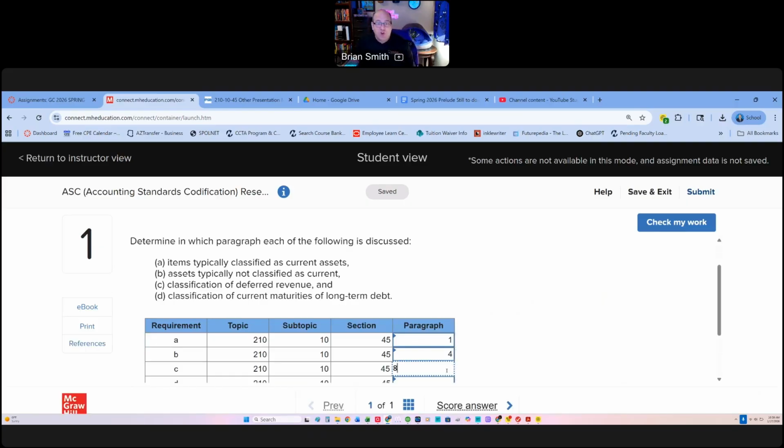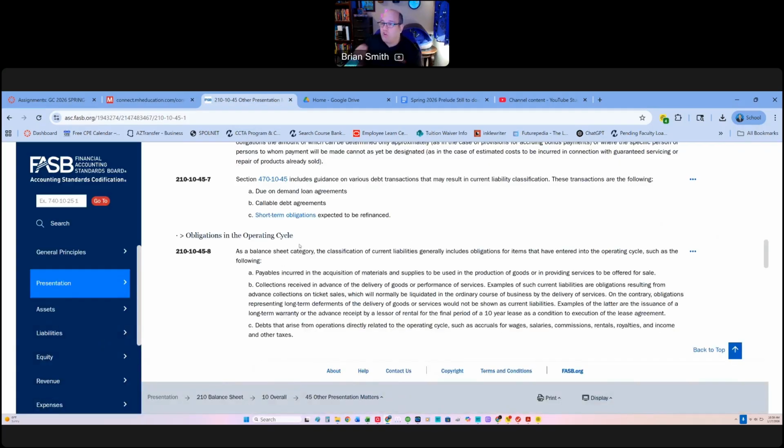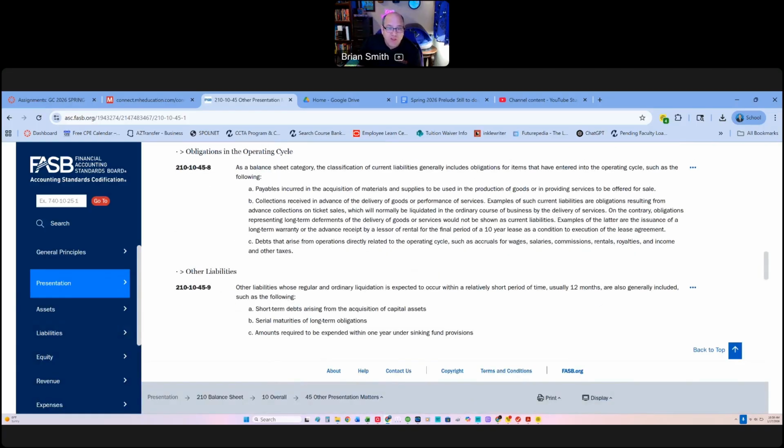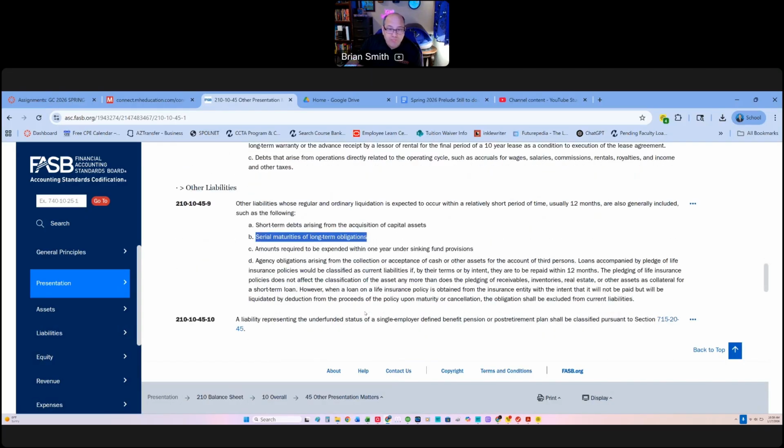And the last one is classification of current maturities of long-term debt. Current maturities of long-term debt. This is what we call the current portion of long-term debt. And we put that in with the current liabilities. So hold on, debts that arise from operating directly from, okay, no, that's not it. Other liabilities whose regular ordinary liquidation is expected to occur within a relatively short period of time, usually 12 months, are also generally included, such as short-term debts arising from acquisition of capital assets, serial maturities of long-term obligation. Oh, I think this is their fancy way of saying that. Loans accompanied by. Okay, yeah, serial maturities of long-term debt.